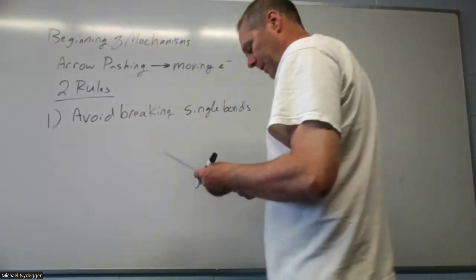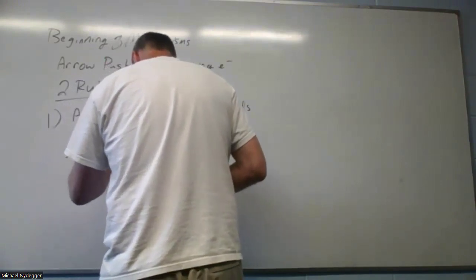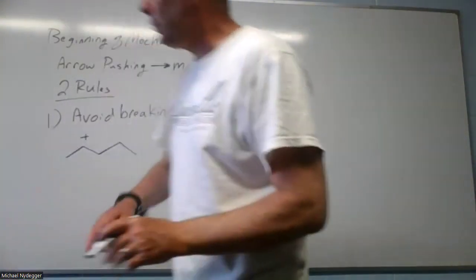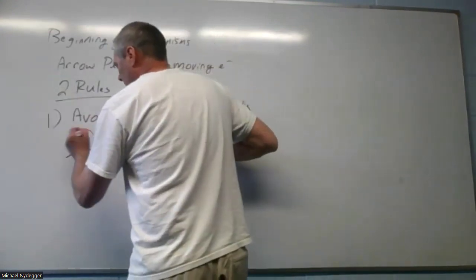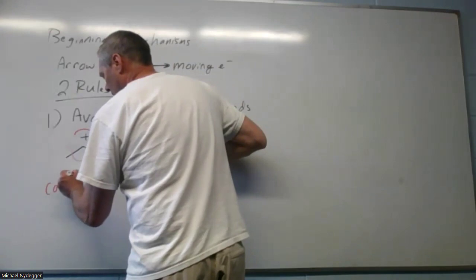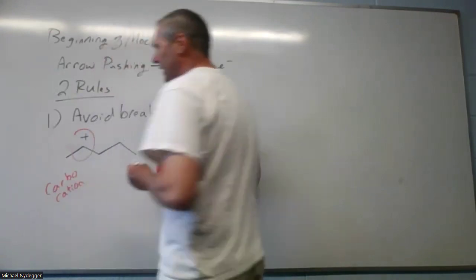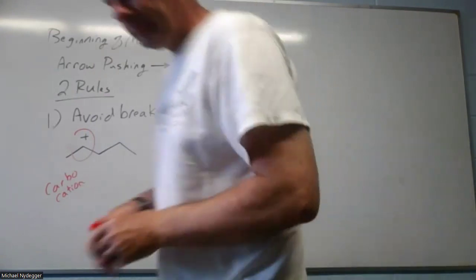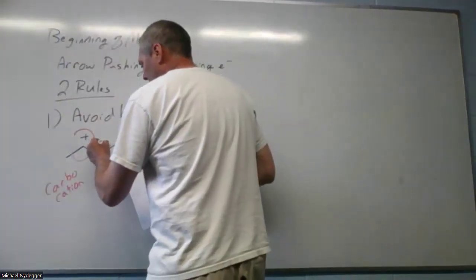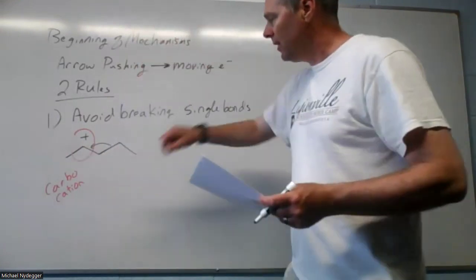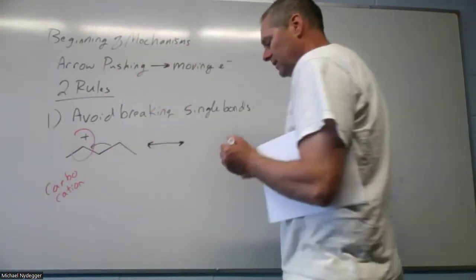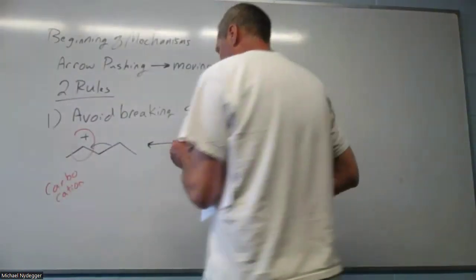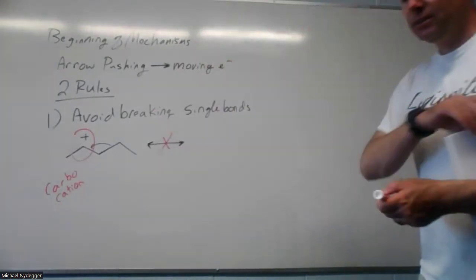An example of what I mean by this, and this does not occur: what we have here is a carbon that has a positive charge, and this carbon is called a carbocation. If you have this bond pair coming in here to go there, you're basically breaking this single bond. And this does not occur. You don't want to break these bonds like this. It does not occur.